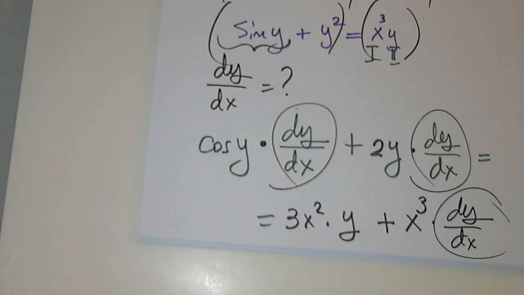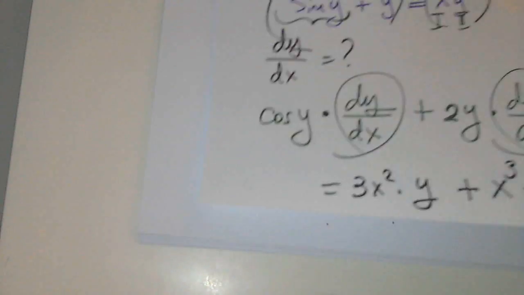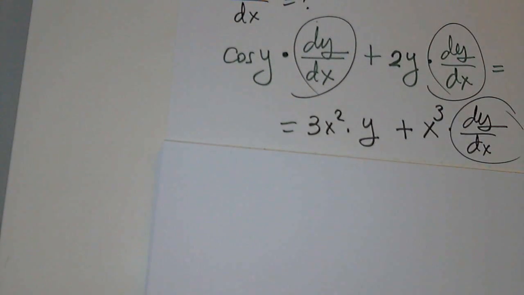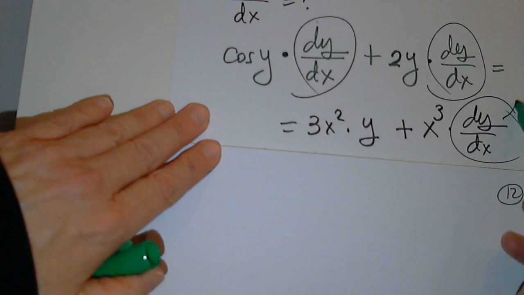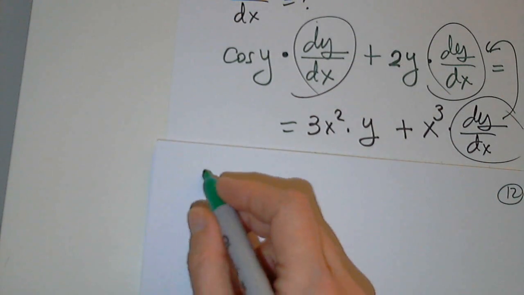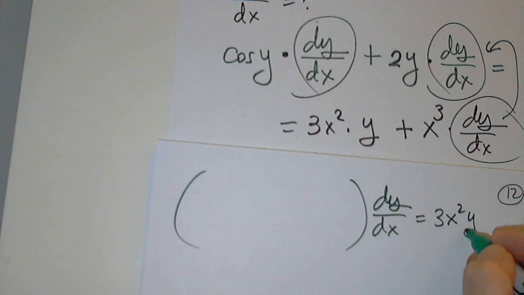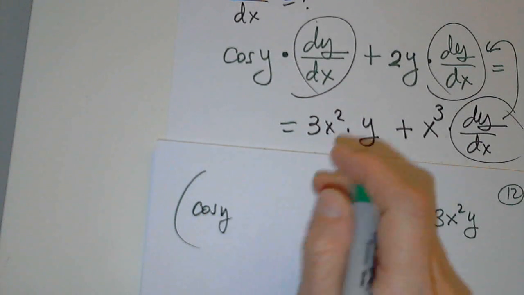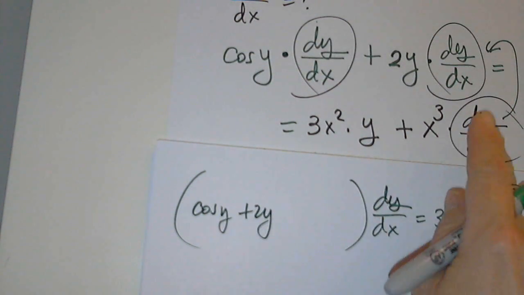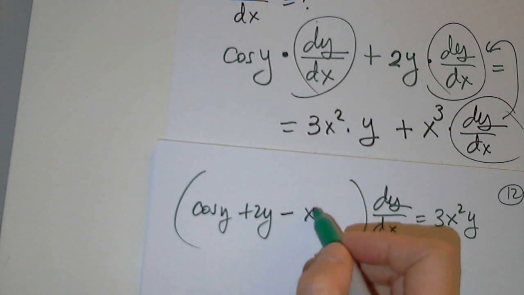This is a linear equation. All terms with dy have to be on one side. The other terms without dy will be on the right, and I'm going to solve for dy. From this point on, it's a linear equation, piece of cake. But it's not always that easy to come up with the form that we have right now. So I will move this term to the other side and factor out dy over dx. And the right-hand side is only 3x squared y. So cosine y is positive, plus 2y positive, but I'm bringing this from the other side, so it's negative x cubed.